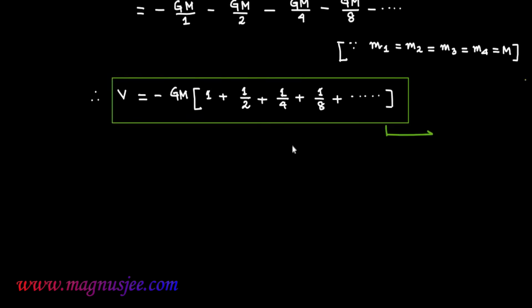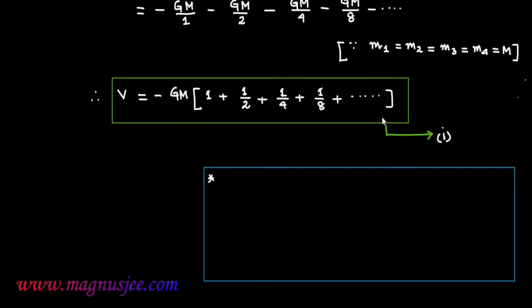So V equals minus GM bracket open 1 plus 1 by 2 plus 1 by 4 plus 1 by 8 plus dot dot dot. This is equation 1. Now we can use the GP series formula, the sum of an infinite number of terms.